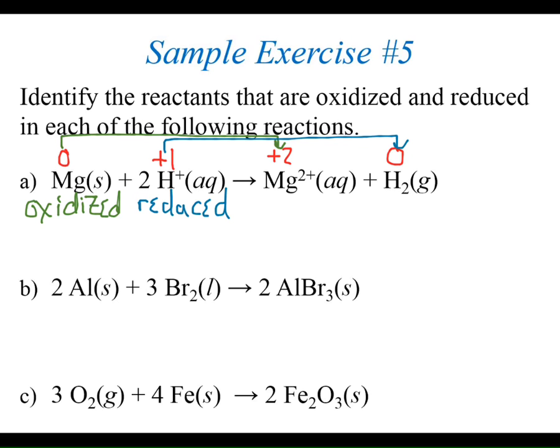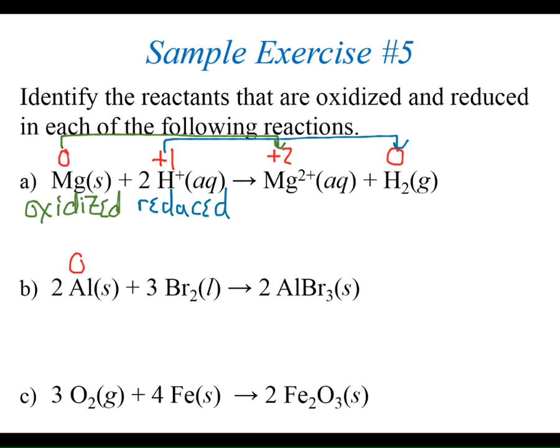Just a reminder, you can never have both being oxidized or both being reduced, right? If that happens, you probably made a mistake somewhere, because if one thing is being oxidized, something else has to be reduced. Okay, let's try this next one. We have aluminum plus bromine goes to aluminum bromide. So what's aluminum metal all by itself? What's the oxidation state?